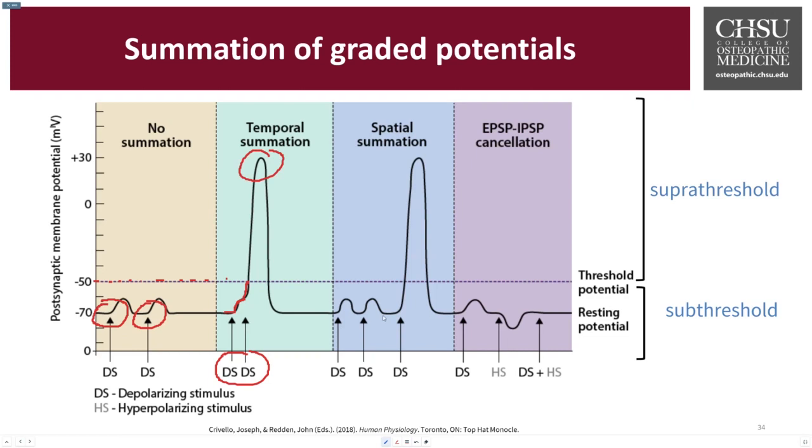Over here in spatial, this is where multiple presynaptic neurons are releasing neurotransmitters at different locations, and then you can see that they do come together and eventually generate a signal enough to fire an action potential. You can also have an event where the EPSPs are released, and then you have an IPSP, which will even out and cancel out that signal.